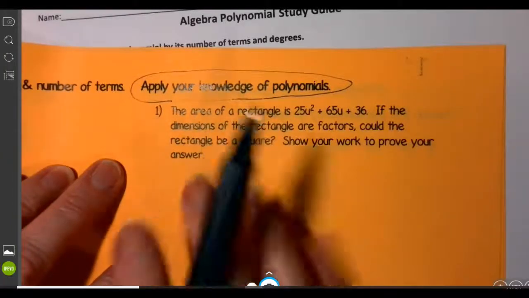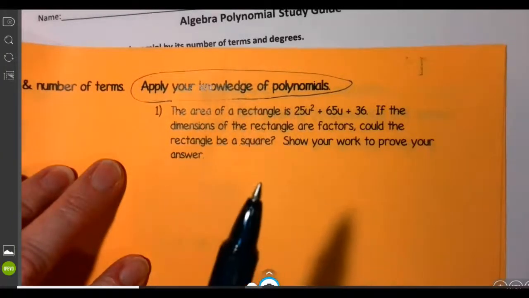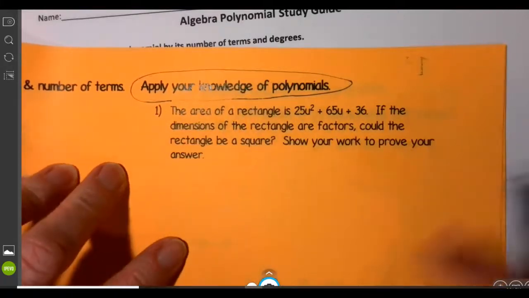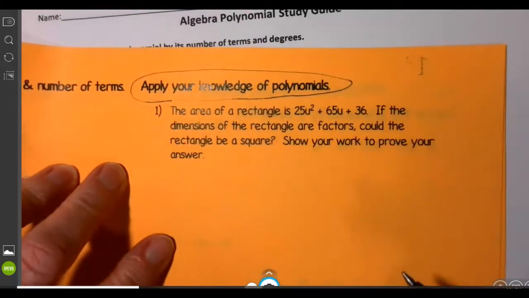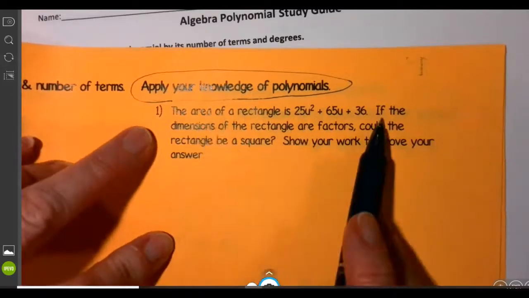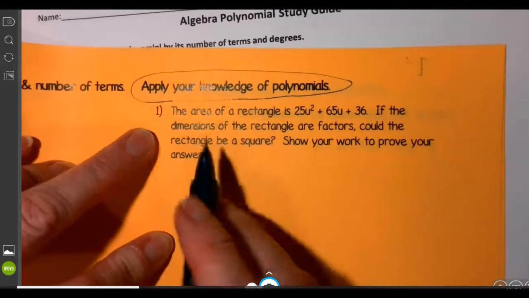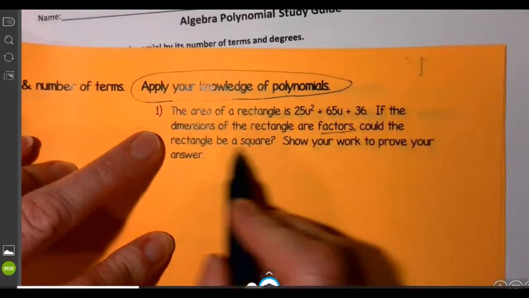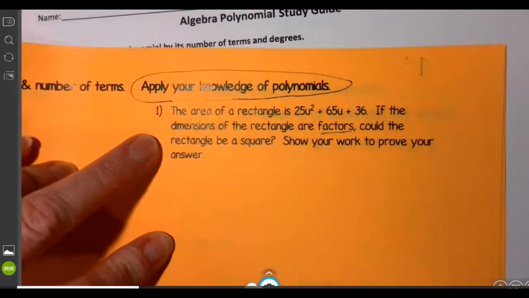So go to this packet. This was posted on Friday in Schoology. So if you want to know where I'm getting this problem, you can just pause the video and look at it right now. It says the area is this. Remember, if the dimensions of the rectangle are factors, could the rectangle be a square? Show your work to prove your answer.